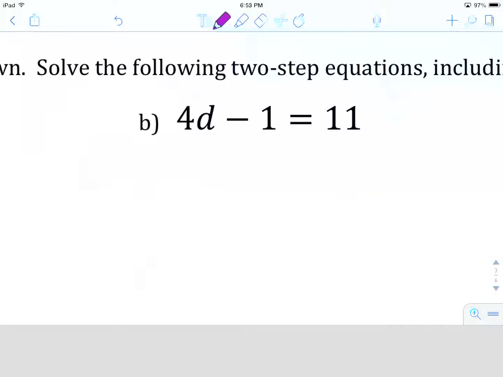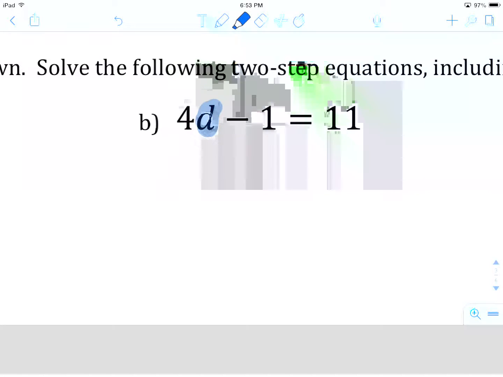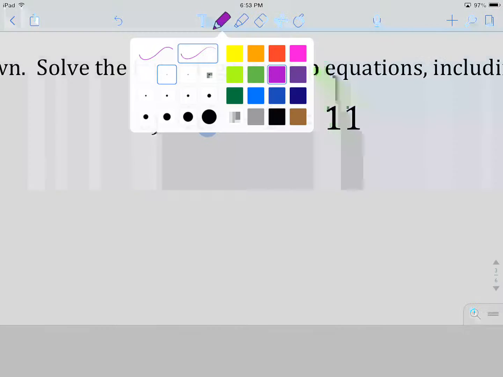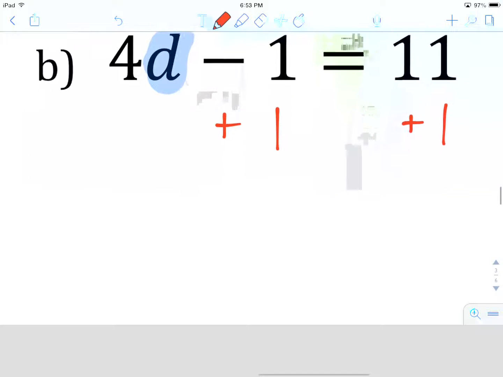Okay, there's our variable D. It is having two things done to it. It's being multiplied by 4 and having 1 subtracted from it. We're going to undo addition and subtraction first, meaning that we are going to undo subtract 1 by adding 1 to both sides of our equation.